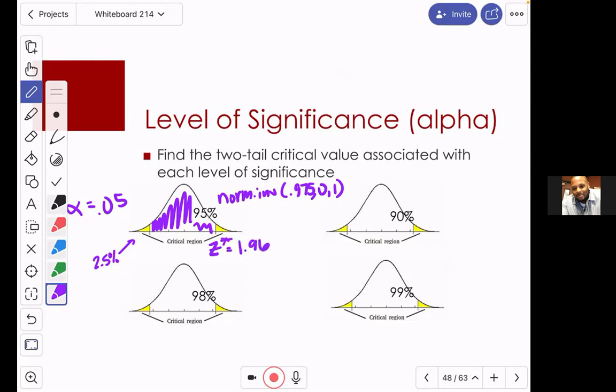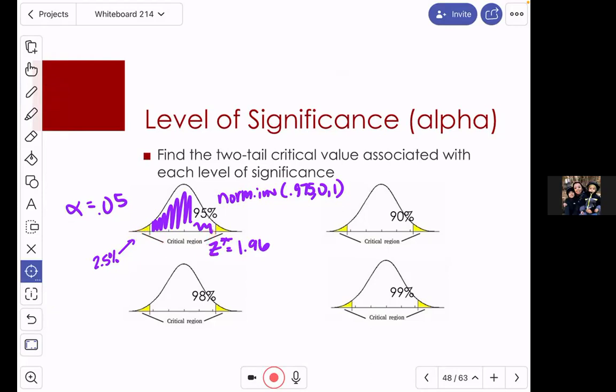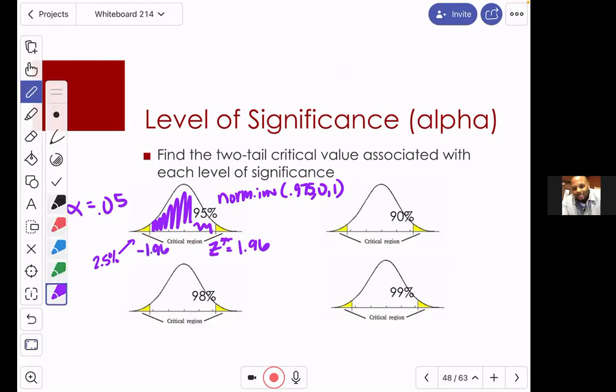And if that's 1.96, then the lower one is going to be what? Can anybody tell me that? If the right one is 1.96, how big is this one? Negative 1.96. So what you're literally doing again is what we already did. We've already calculated critical values. You're still calculating those critical values, but you're going to actually write down both bounds this time.